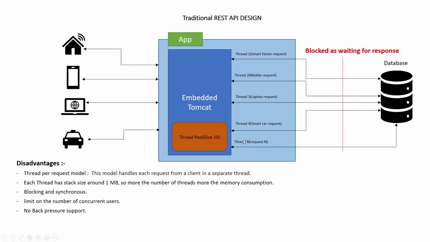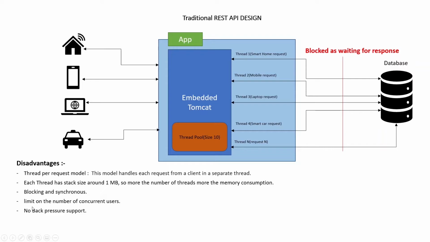Blocking, we have already seen that all the threads are blocked and they are waiting to get the response from the database, right? And synchronous because the thread, until and unless it completes the entire execution from end to end, it can't go and serve the next request, right? So it is one after another, it is not in parallel. So that is why it is blocking and synchronous.